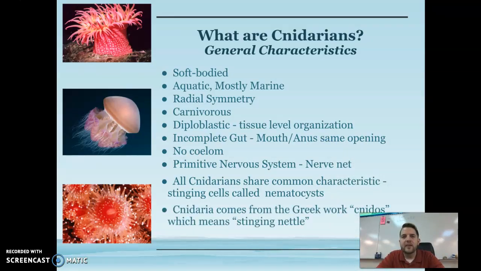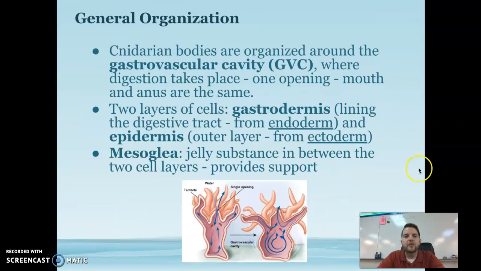And Cnidarian comes from the Greek word knidos, which means stinging nettles. So they have always been named because every single one of them has those stinging cells called nematocysts. So Cnidarian bodies are organized around their GVC, or their gastrovascular cavity. So gastro means digestive, vascular is like respiratory. So the GVC is really their one cavity where everything happens.